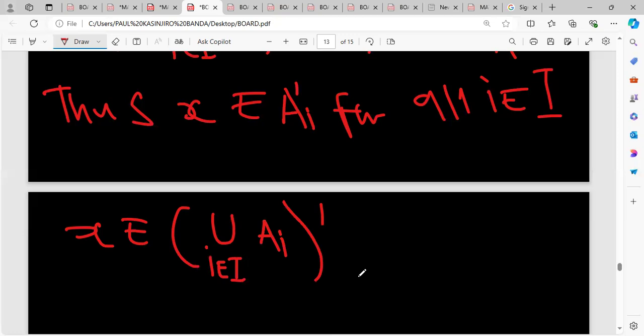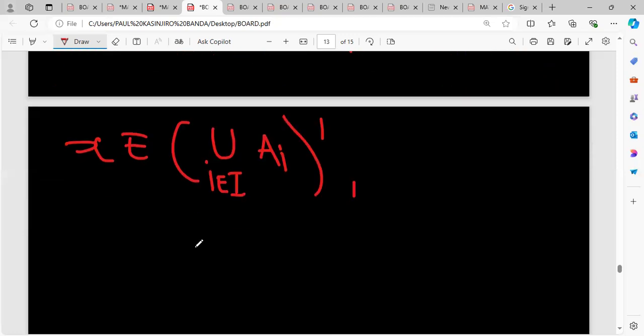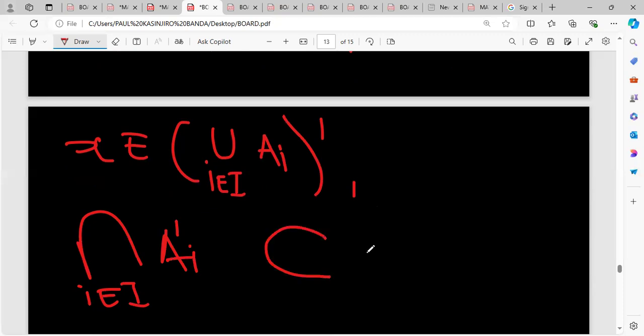Okay, so from here we see that what we had at first, which was the intersection over I of all the AI complement, is actually a subset of what we have here.